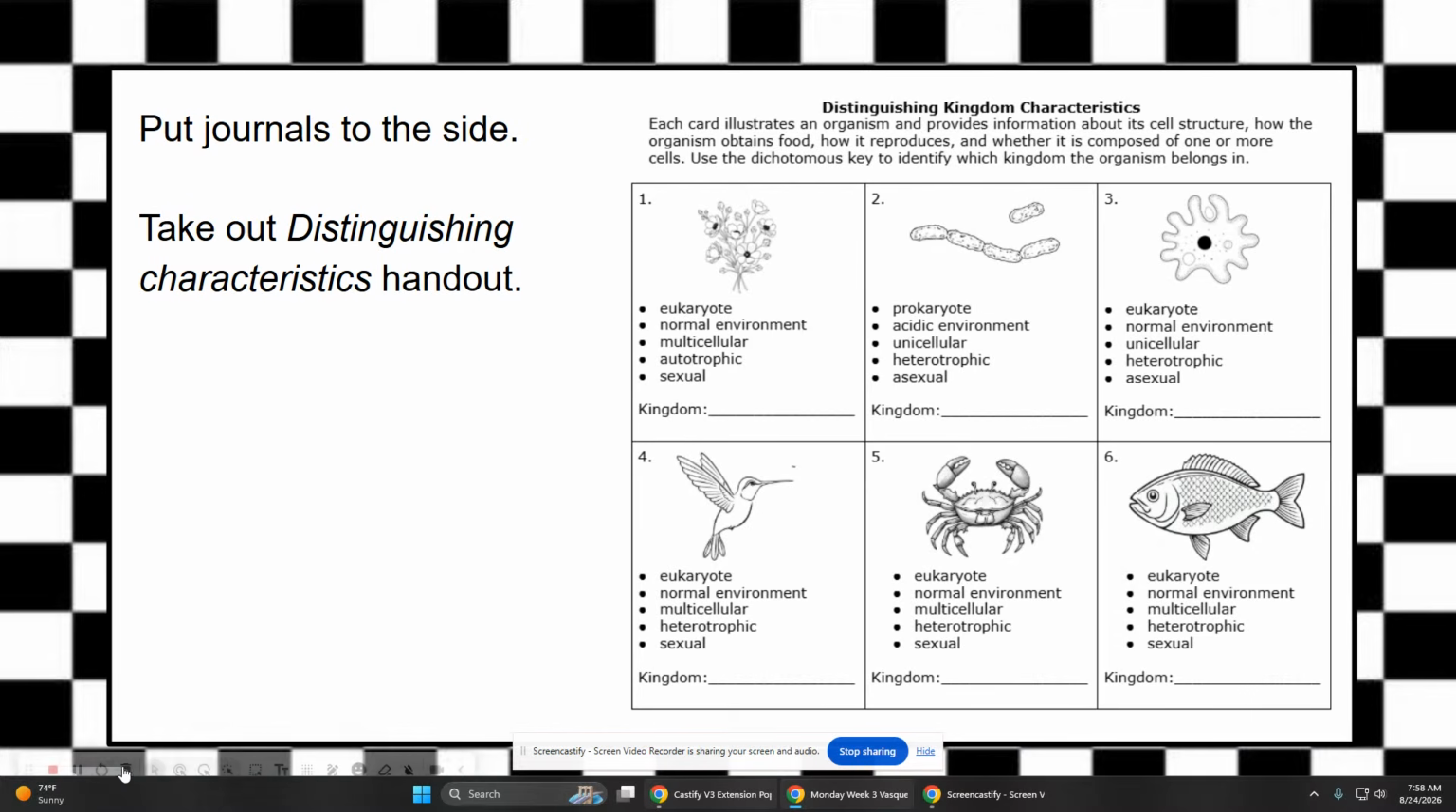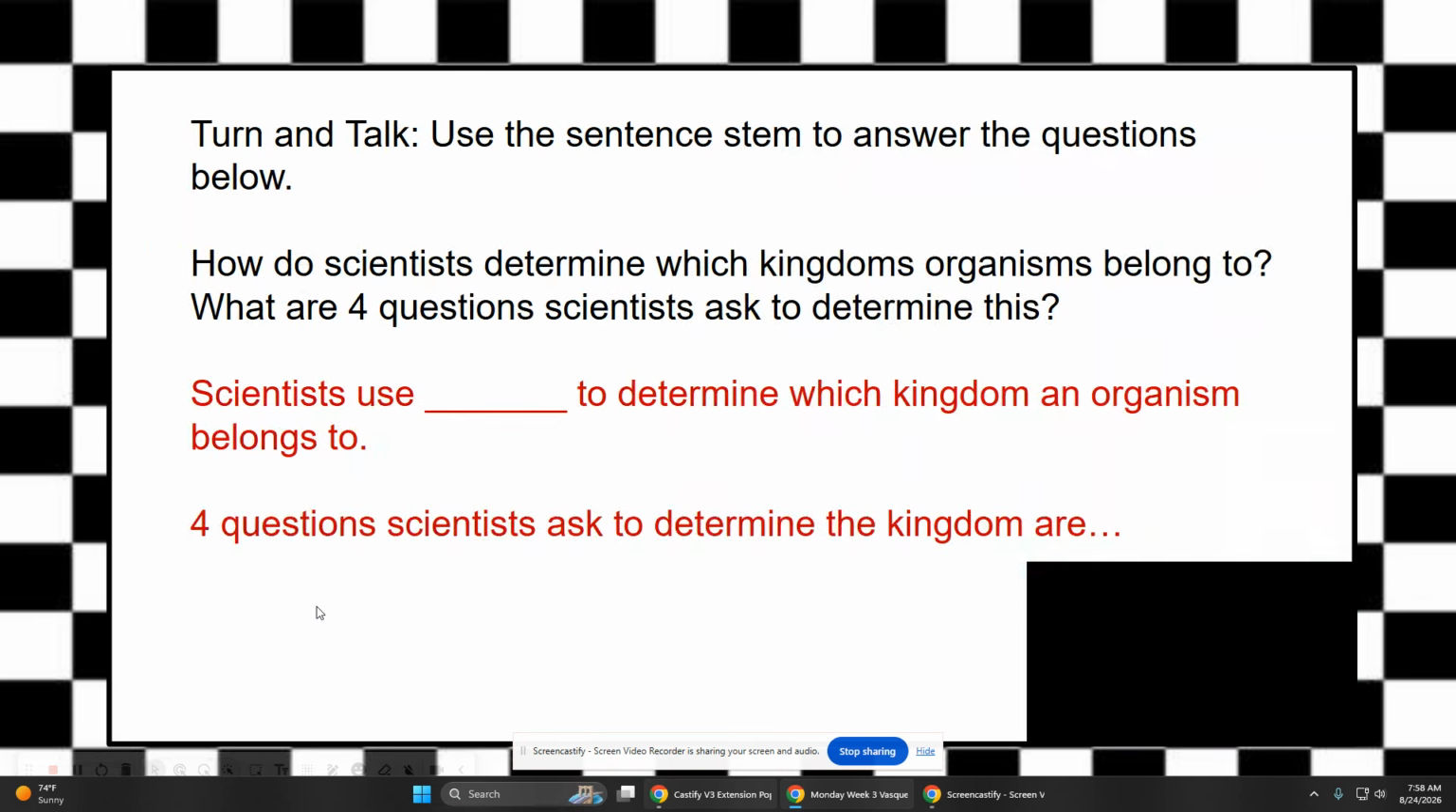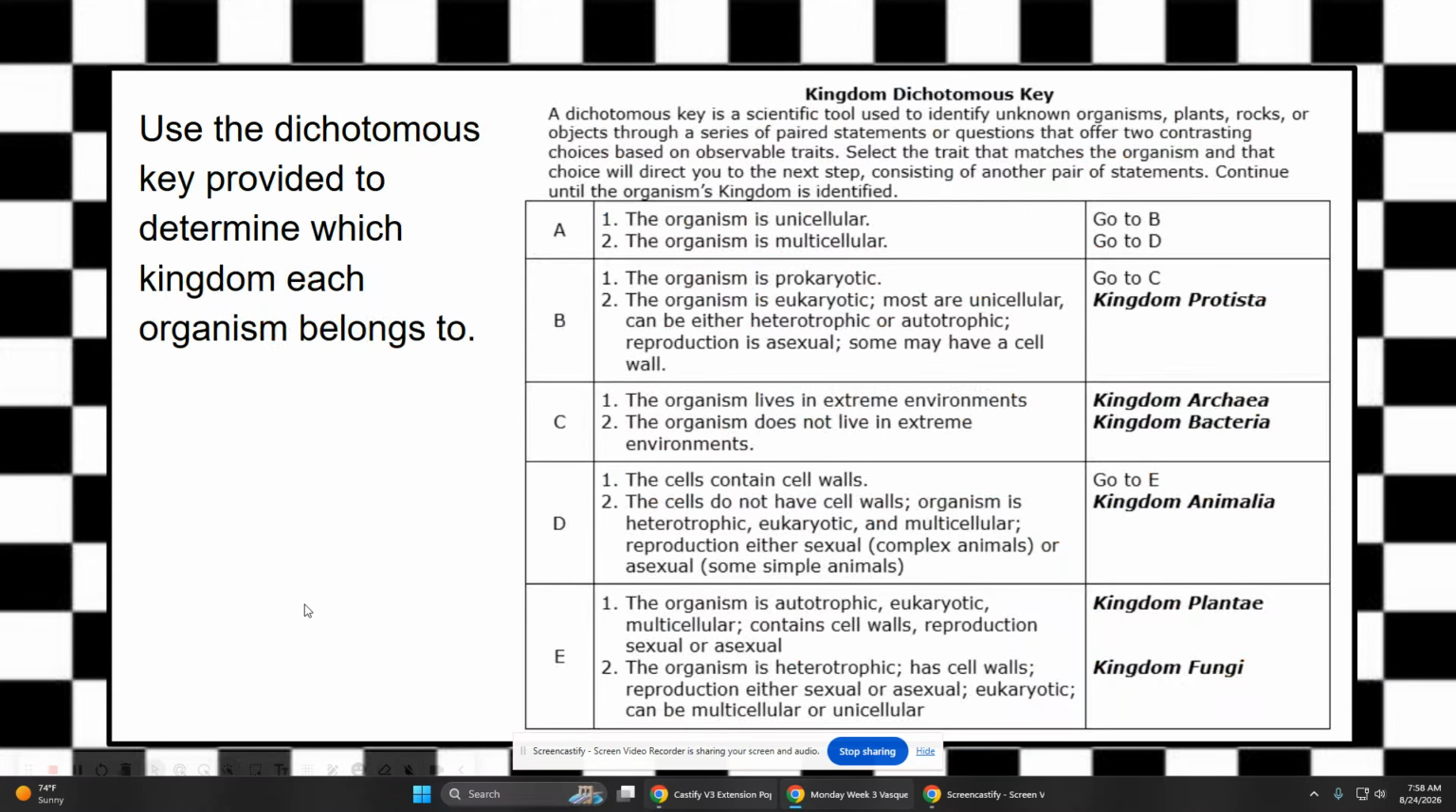You've got a set of dichotomous keys. A dichotomous key is this right here. It is used to identify unknown organisms, plants, rocks, or objects through a series of paired statements, if-then statements. So when we're looking at this here, it says to select the trait that matches the organism, and that choice will direct you to the next step, consisting of another pair of statements. Continue until the organism's kingdom is identified.